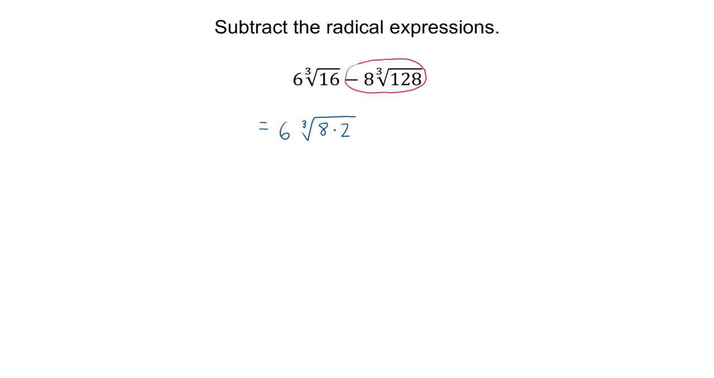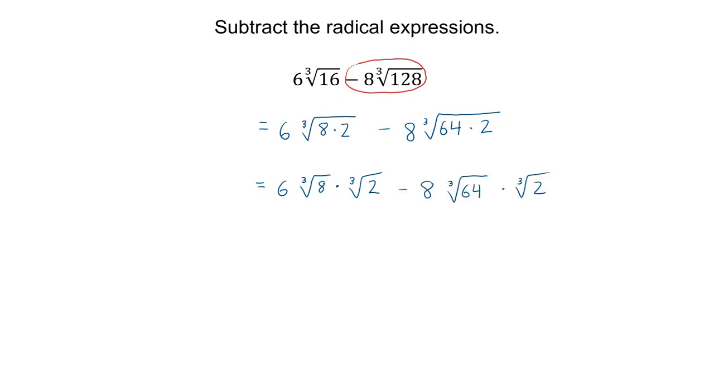Now let's look at the second term. What's the biggest perfect cube that will evenly divide 128? 128 is evenly divisible by the perfect cube 64. So we'll rewrite 128 as 64 times 2. Now let's go back and simplify each one of these terms a little bit more. 6 times the cube root of 8 times 2 can be rewritten as 6 times the cube root of 8 times the cube root of 2, and minus 8 times the cube root of 64 times 2 can be rewritten as minus 8 times the cube root of 64 times the cube root of 2.